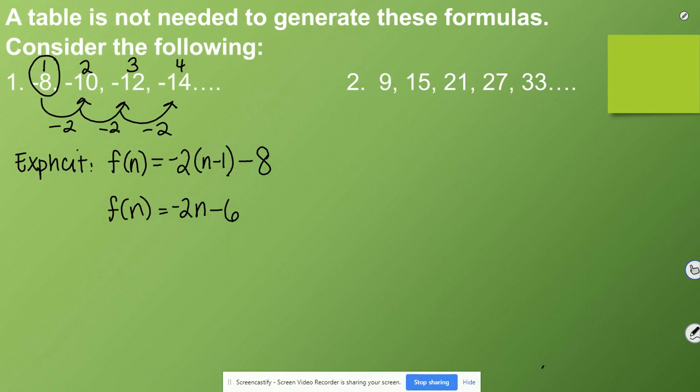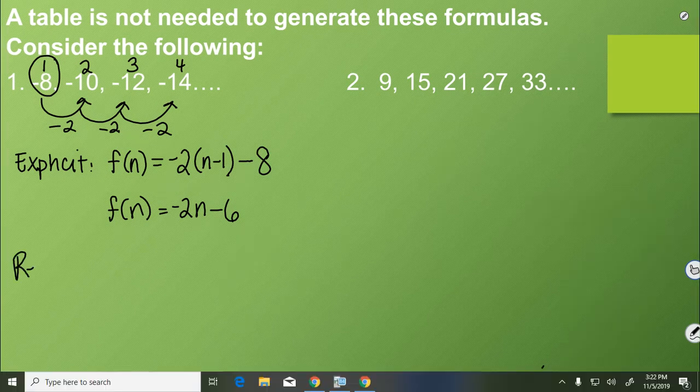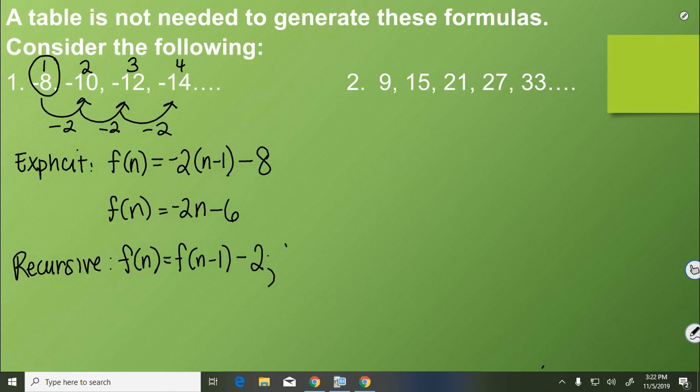Okay, and then we have our recursive formula, which is f of n equals f of n minus 1 minus 2, where the first term is negative 8. And again, that's just generating the sequence. If I plug in negative 8, I subtract 2, I get negative 10 for the second term. If I plug in negative 10 and subtract 2, I get negative 12. If I plug in negative 12 and subtract 2, I get negative 14, and so on.